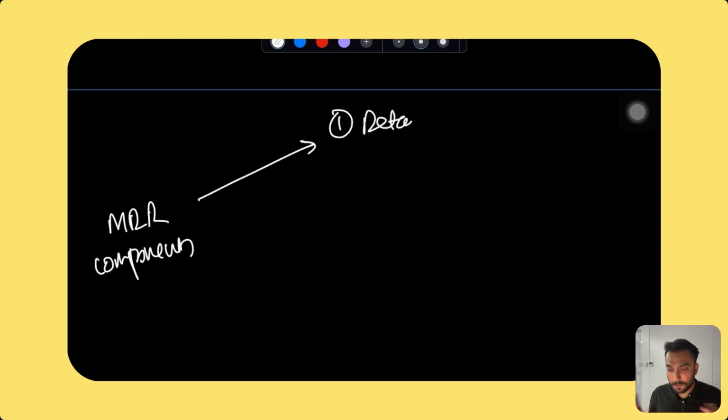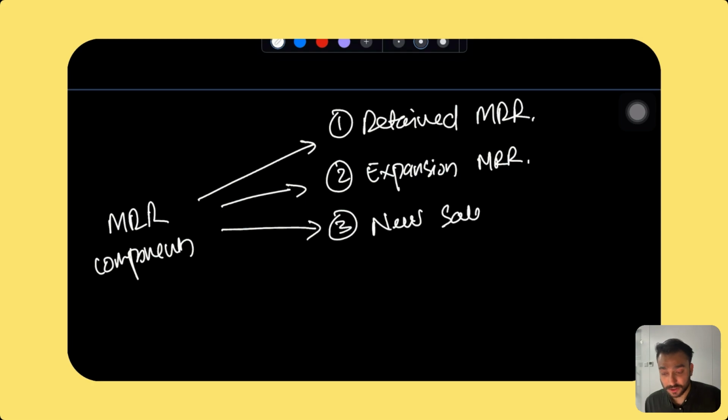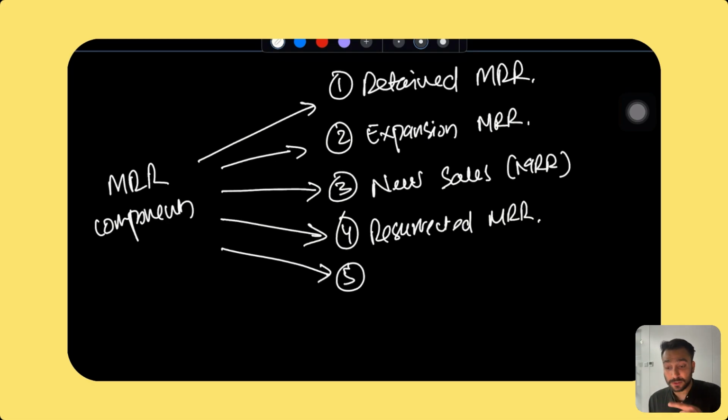Then within the MRR, we have multiple different components. For example, number one, we have retained MRR, which is if I had the same amount of dollar value last month, I get the same this month. That is retained MRR. Expansion MRR is if a user was paying $50 last month, now they're paying $100. So I've expanded. Number three is new sales. It's the new amount of monthly recurring revenue that I'm bringing in. And resurrected MRR is basically if a customer churned last month, I was able to regain that customer.